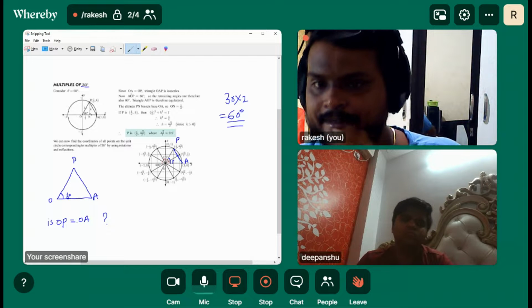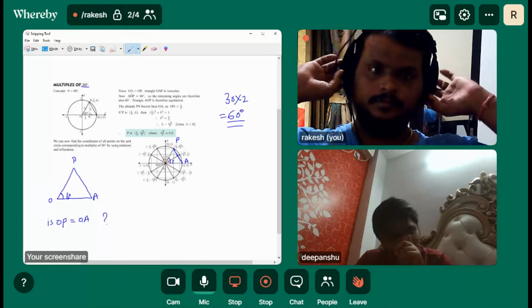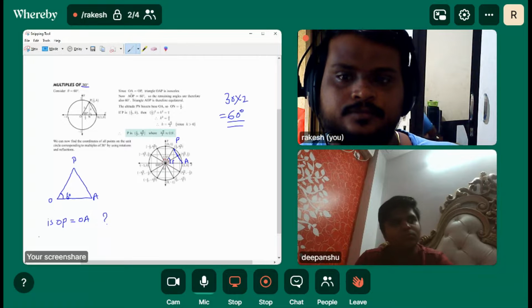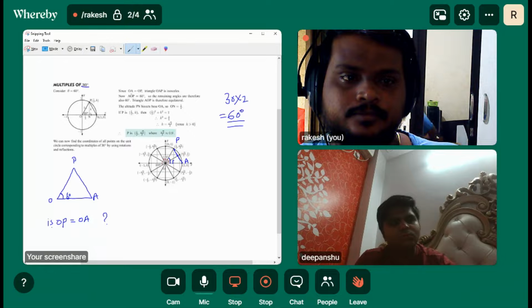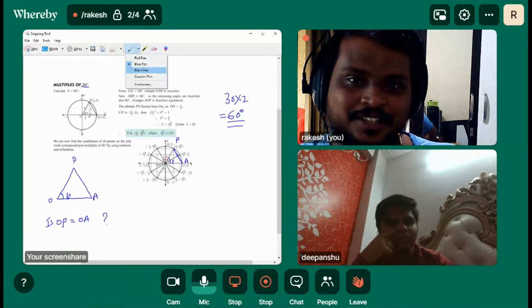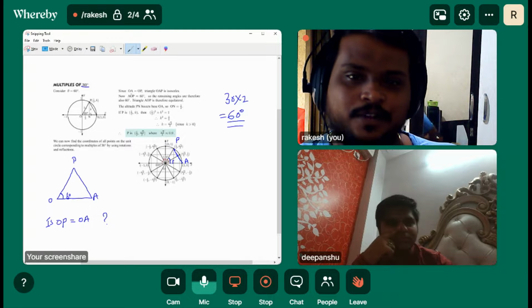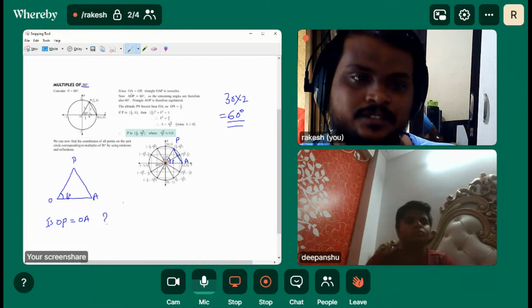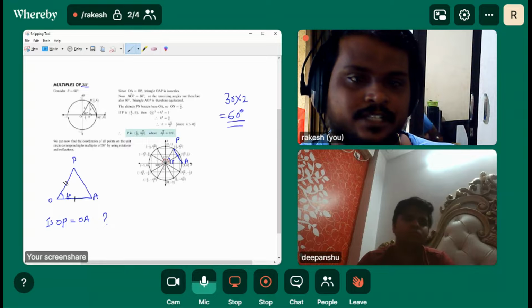Yes, sir. Why are they equal? Sir, because the radius will be equal. Inside the circle, OP and OA are equal, both will be 1. It is very simple. Look at the diagram directly. OP and OA are radii of the same circle, right? So therefore they are equal. That's it. Okay?